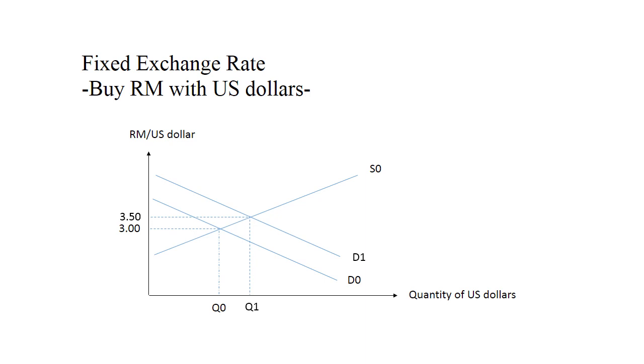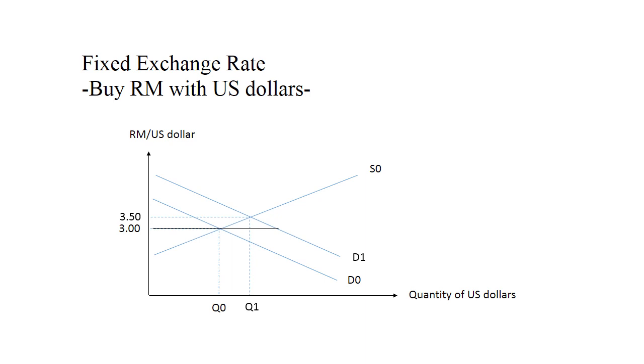If the Malaysian government doesn't want the Malaysian ringgit to depreciate, or the US dollar to appreciate, the Malaysian government will fix this exchange rate. It means that the government will fix it at 3 ringgit: 1 US dollar is equal to 3 ringgit. This is how the government fixes the exchange rate.